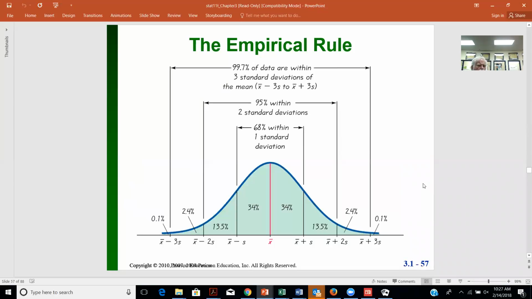So again, empirically, 68% of the data should fall within one standard deviation of the norm, which is basically the mean of the data set. In this case, we look at the data set and just average it out. 95% within 2, and 99.7% of the data will fall within 3 standard deviations of the norm.